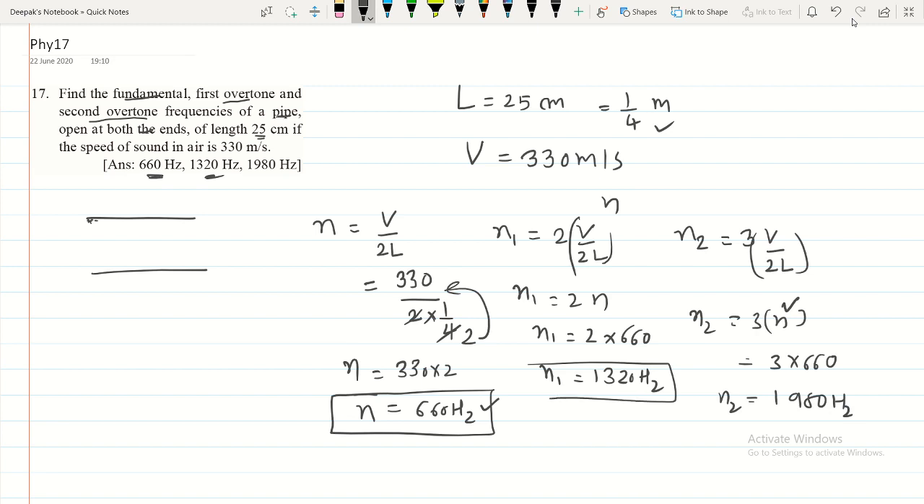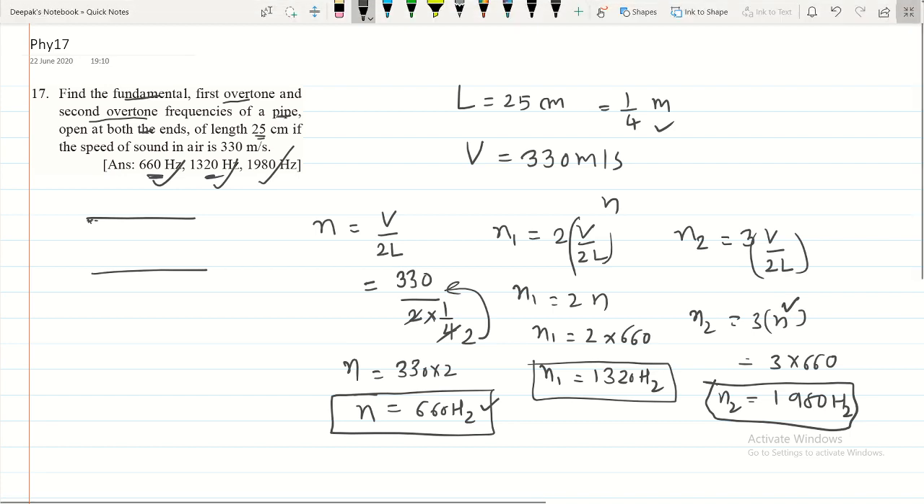So we got the frequency of the first overtone, and we got the frequency of the second overtone. So this is the situation here. We got 660 hertz, 1320 hertz, and 1980 hertz. So these are the solutions of this problem. Problem number 17 over.